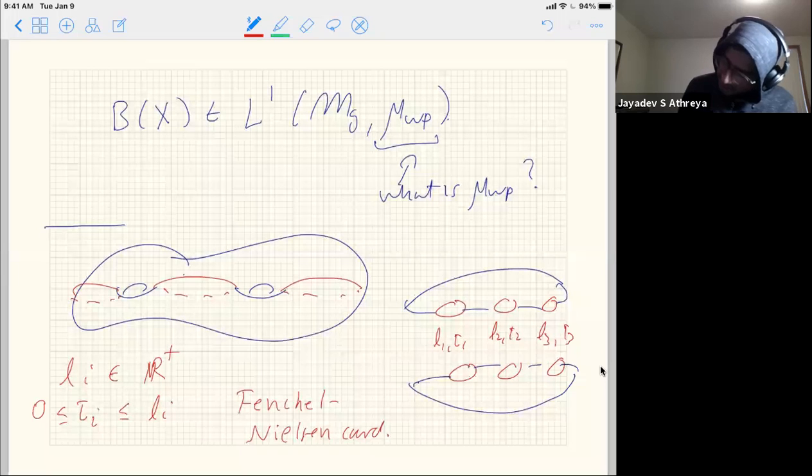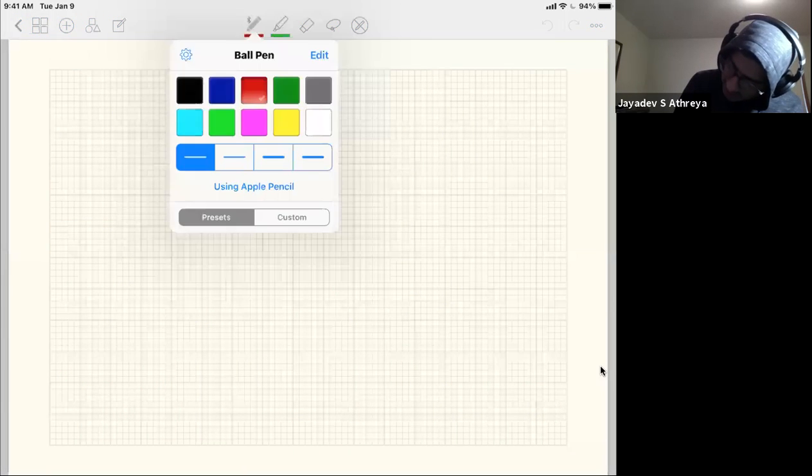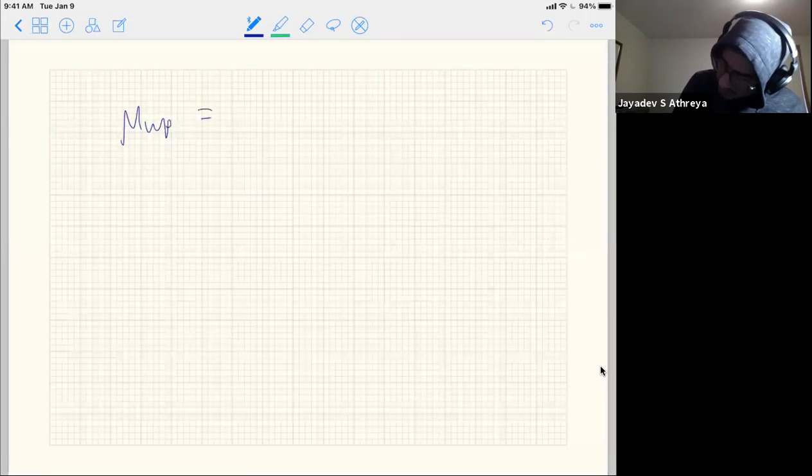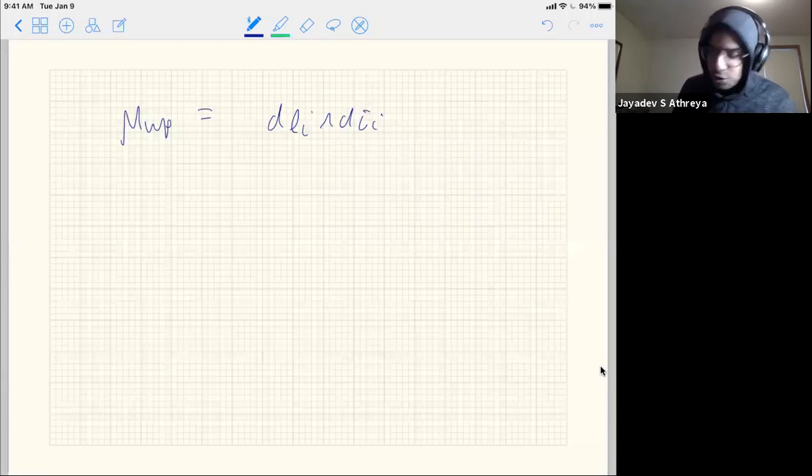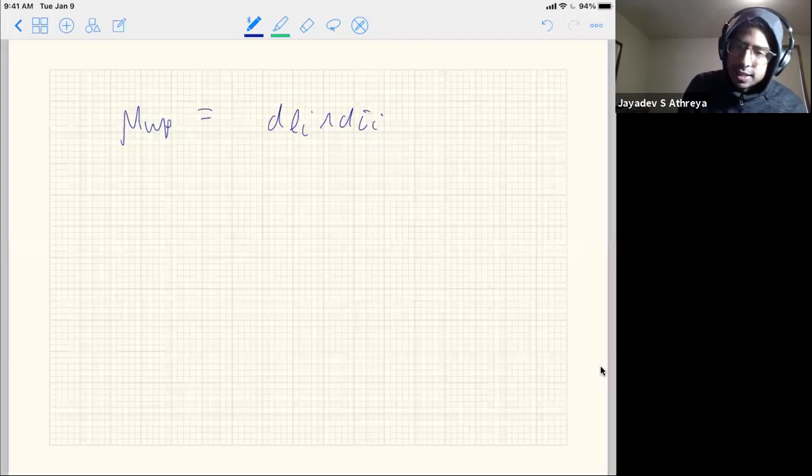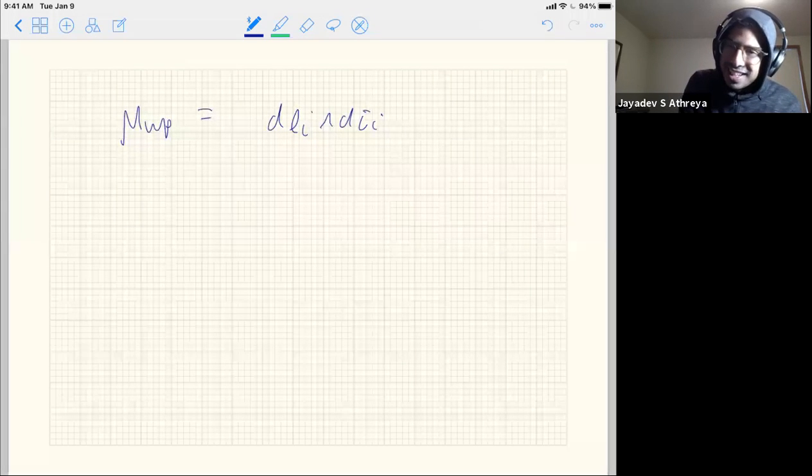And now I'm going to say something even more irritating. I'm going to say that mu WP is essentially dL_i wedge d tau_i. You just multiply all of these together, so it's just dL d tau. And you might say, wait a minute, that's also ridiculous, because you just told me that these coordinates are ambiguous, that you have to specify the pants decomposition. So what's really hiding here is a theorem of Wolpert.